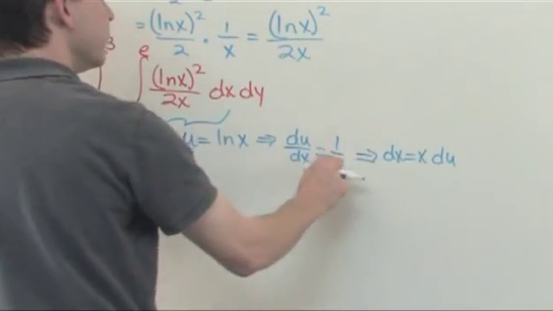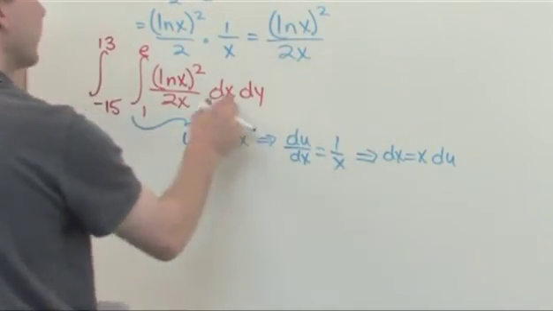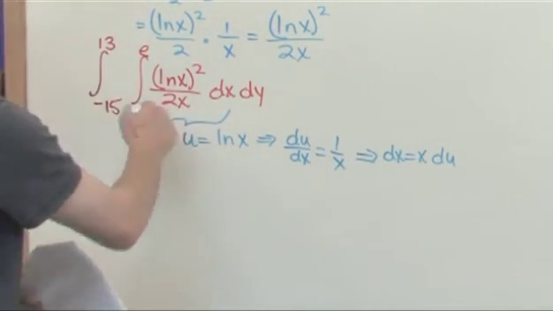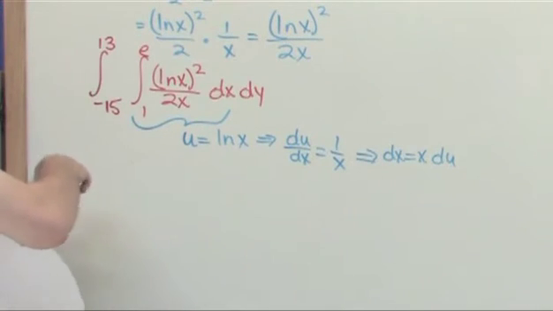Solving for dx, just moving, that's going to be x du. I need that because when I plug it into here, I'm going to need that. Now you can see right away that this x is probably going to end up canceling with this x. Let's just make sure that that's actually what happens.